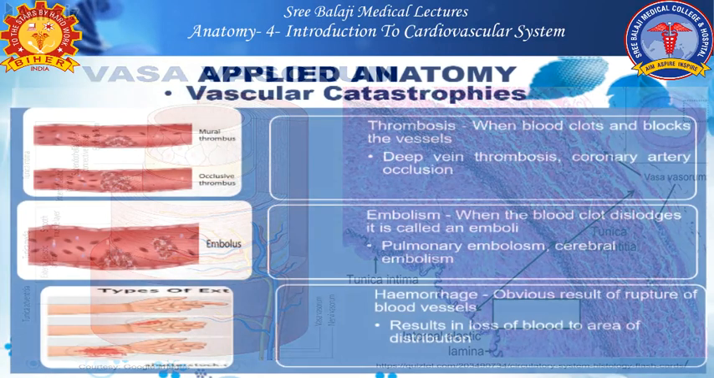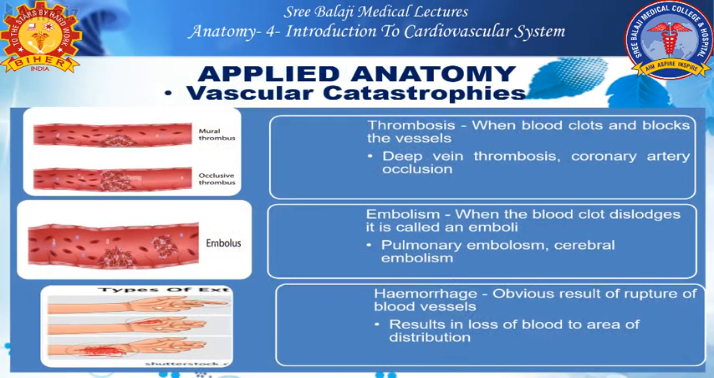Coming to some of the applied anatomy, you would have heard about thrombosis when the blood clots and blocks the vessels. Most commonly deep vein thrombosis, coronary artery occlusion and all we would have heard. Embolism is when this blood clot will dislodge and it becomes an embolus. If it goes and gets stuck in small arteries like that of the pulmonary arteries, we will see what is called as pulmonary embolism. Also, cerebral embolism is seen.